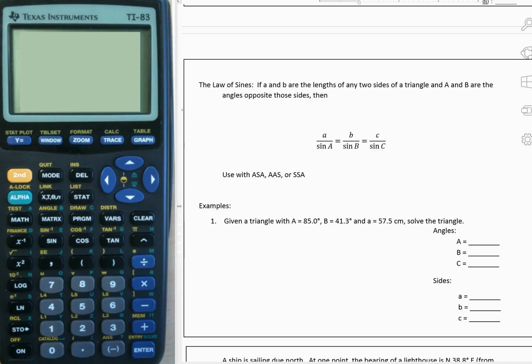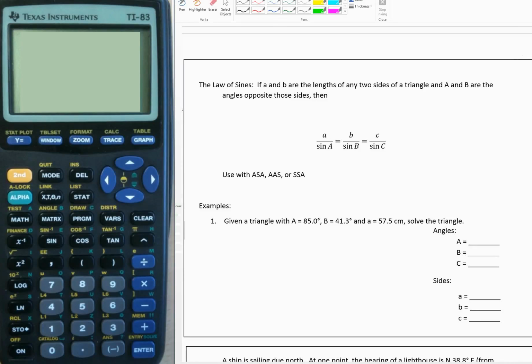Okay, we're going to start off by learning about the law of sines. The law of sines says that if a and b are lengths of two sides of a triangle, and capital A and capital B are the angles opposite of those sides, then little a over sine of angle A equals little b over sine of angle B equals little c over sine of angle C.